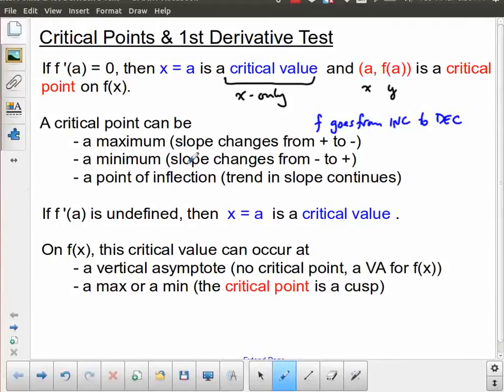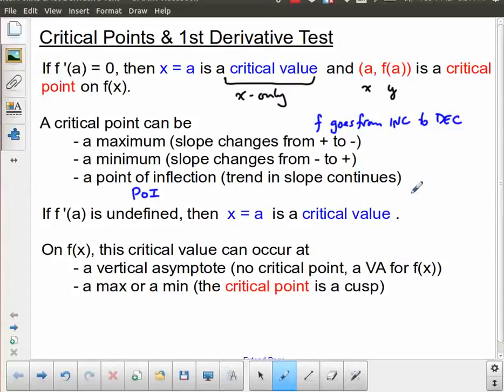A minimum, on the other hand, we have a slope changing from negative to positive, which means the function goes from decreasing to increasing. And then we can have what's known as a point of inflection, which is sometimes shortened to a POI, just because point of inflection is a lot to write out. And in a point of inflection, the trend in the slope continues.